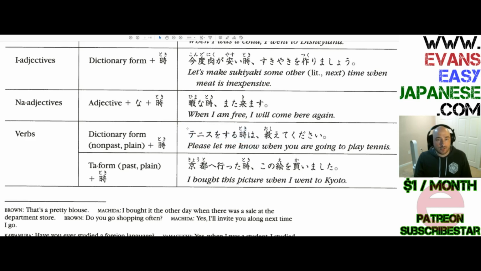Notice, tenisu o suru is a predicate. It is a predicate, but in Japanese there's a subject. We just don't have the subject listed. And according to this translation, it's when you are going to play tennis. So the idea is, anata wa.